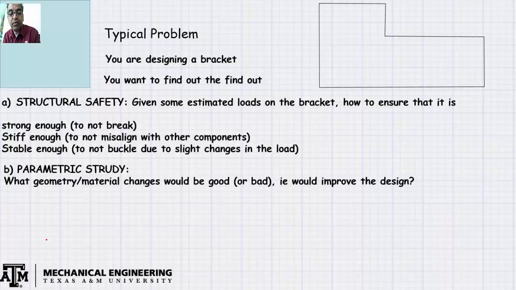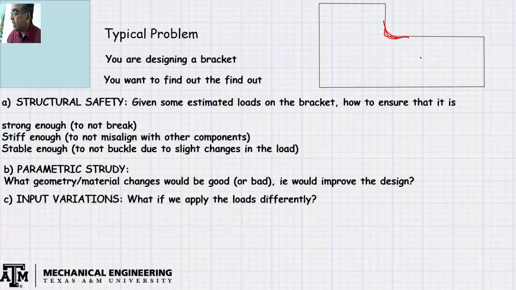The second thing you may want to investigate is what geometry or material changes would be good or bad, i.e. which kind of changes in the geometry and materials would be good. For example, I may want to say, look, I don't want this kind of a corner, maybe I want to have a chamfered corner. Would that be good or bad? Or maybe I don't want steel here, I may want to replace it with aluminum. Is that good or bad? Right? So that's question number 2. Question number 3, instead of a load being here, what happens if I apply the load like that? Is that good or is that bad? Will it still survive? So on.